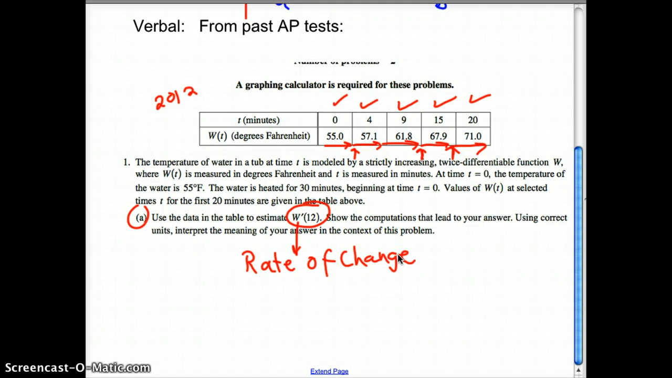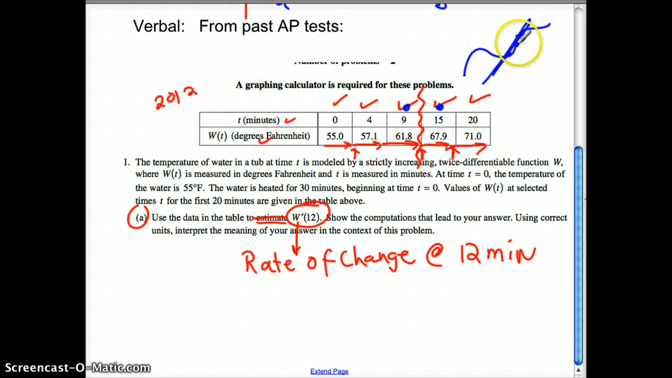It wants you to find that instantaneous rate of change, which is degrees per minute at 12 minutes. Well, you go to the chart and you're like, they didn't tell me what it is at 12 minutes. Well, that's why it says estimate. They want you to give an estimate. So what you do is you go immediately to the right of it and to the left of it, and if you do the slope, you'll be really close to that instantaneous rate of change.